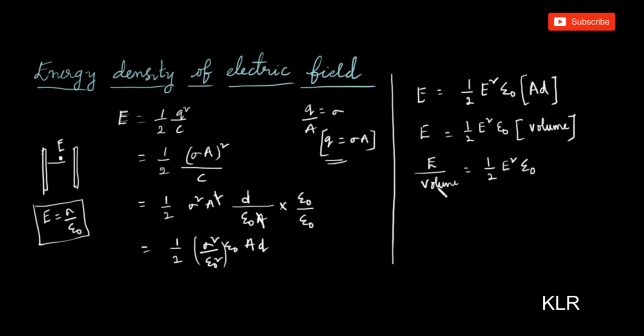This energy per unit volume is called energy density. The energy density U is equal to half E square into epsilon naught. So this is the formula for energy density.